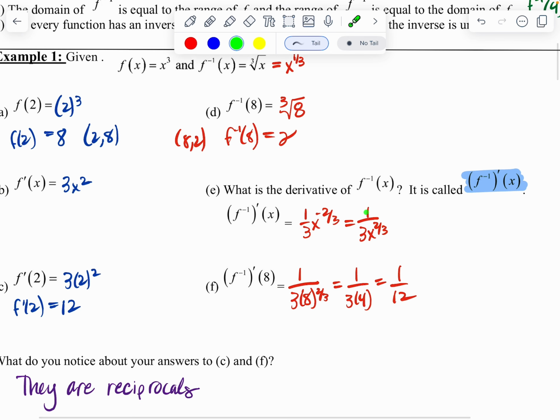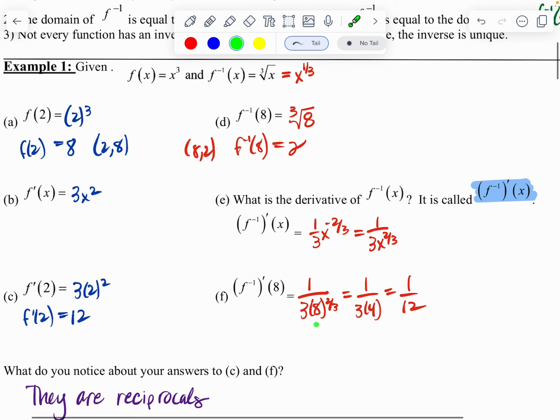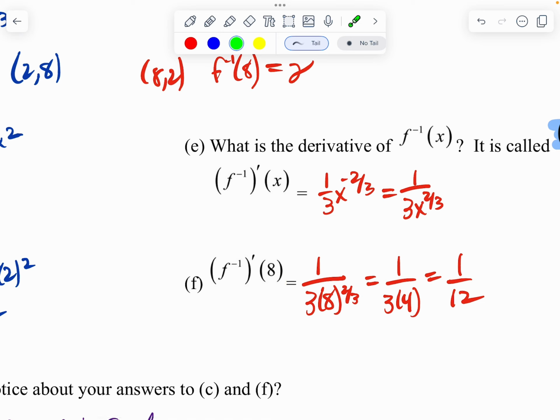So we do 1 over 3x to the 2/3, which, let's back up a little bit. We bring the 1/3 down, and then it's x, and then 1/3 subtracting 1 is -2/3, and so the negative exponent moves to the denominator. F inverse derivative of 8 is, we're just going to plug an 8 in. And just a quick reminder, when you are doing rational exponents, the bottom number is the root and the top number is the power. So this means we're going to take the cube root of 8, which is 2, and then we'll square it, which gives us 4. So 1 over 3 times 4 is 1/12.